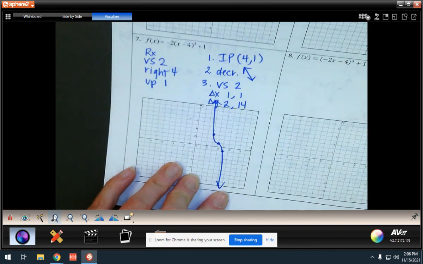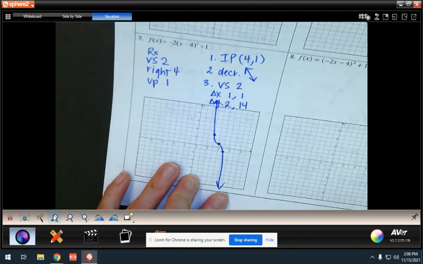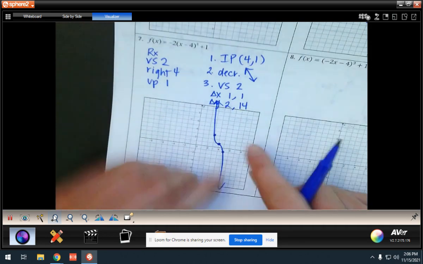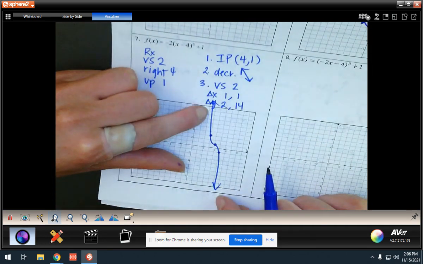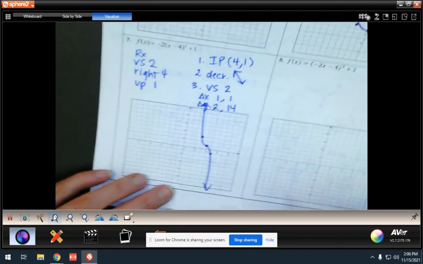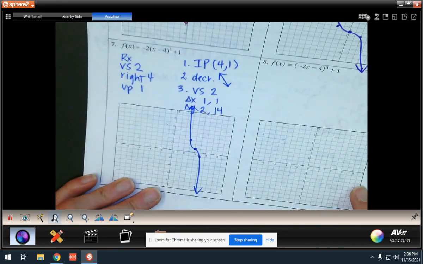More than likely, you'll be given a graph on the test and asked to identify the equation or write the equation, and that's where recognizing these patterns will help. Is everyone okay on that one?